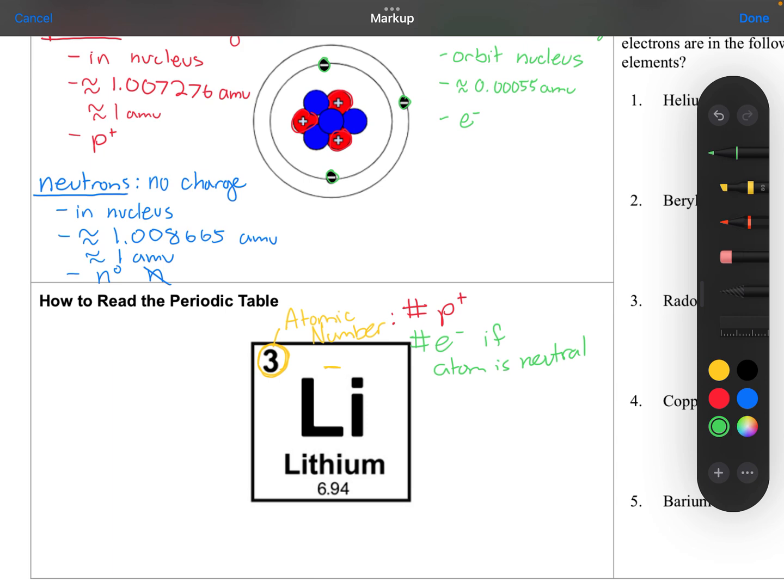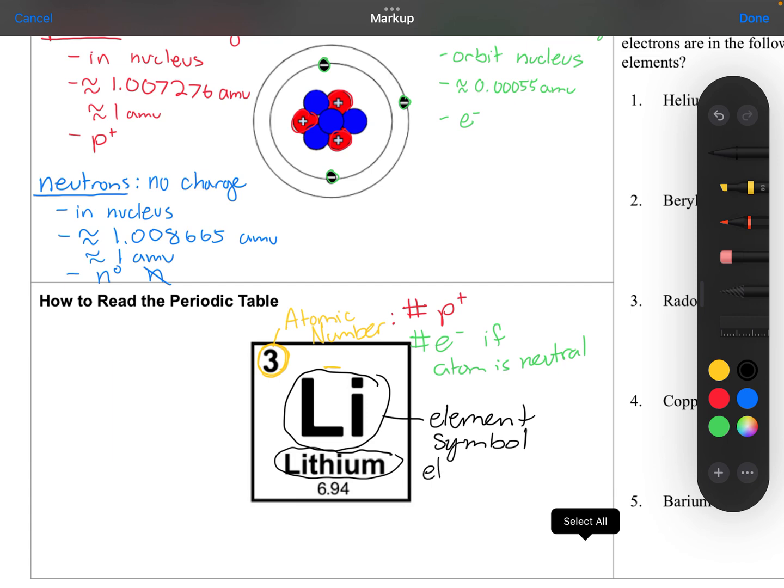All right. Next down, we've got the Li here. That's going to be our element symbol, and that's essentially just our abbreviation. Element symbols are always either 1 or 2 letters. Some elements only have 1 capital letter. Some elements are made up of 2 letters, 1 capital and 1 lowercase. Next down, we have our element name.